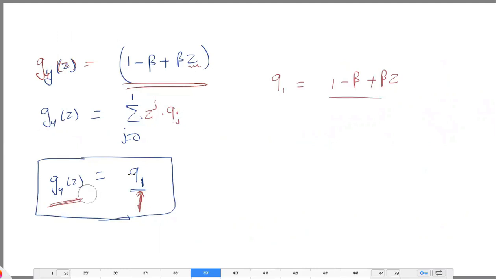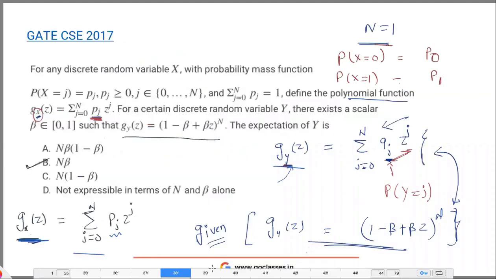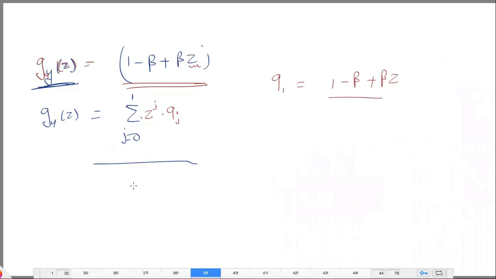So if I plug in, okay, let's just start from the beginning. If I plug in n equal to 1 here, this is the GYZ I will be getting. And if I plug in z equal to 1, n equal to 1 in this formula, this is the GYZ I will be getting.